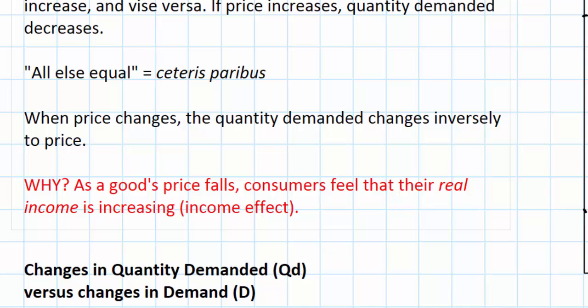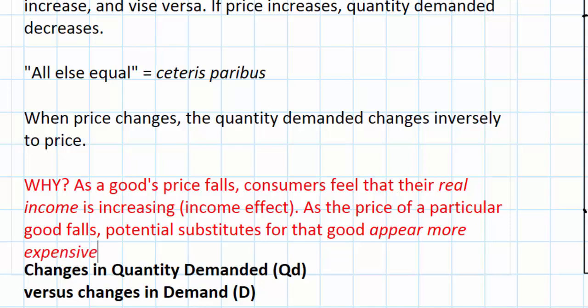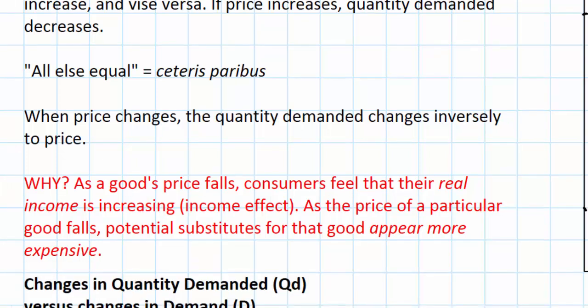Another explanation is what we call the substitution effect. As the price of a particular good falls, potential substitutes for that good appear more expensive. So we tend to consume less of the substitutes, in other words, the goods that we might have consumed besides the good in question, and more of the good whose price is falling.